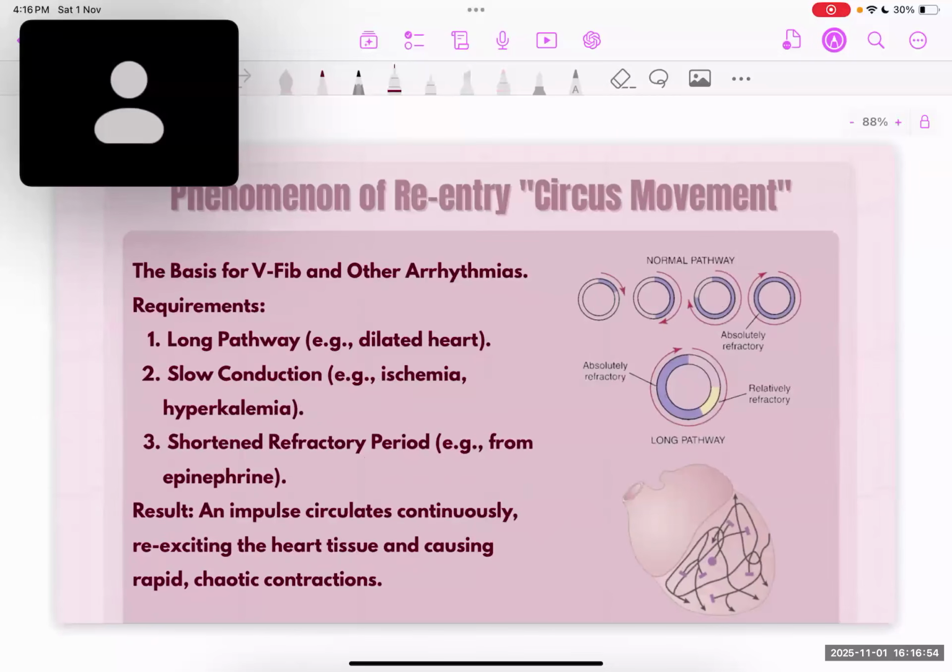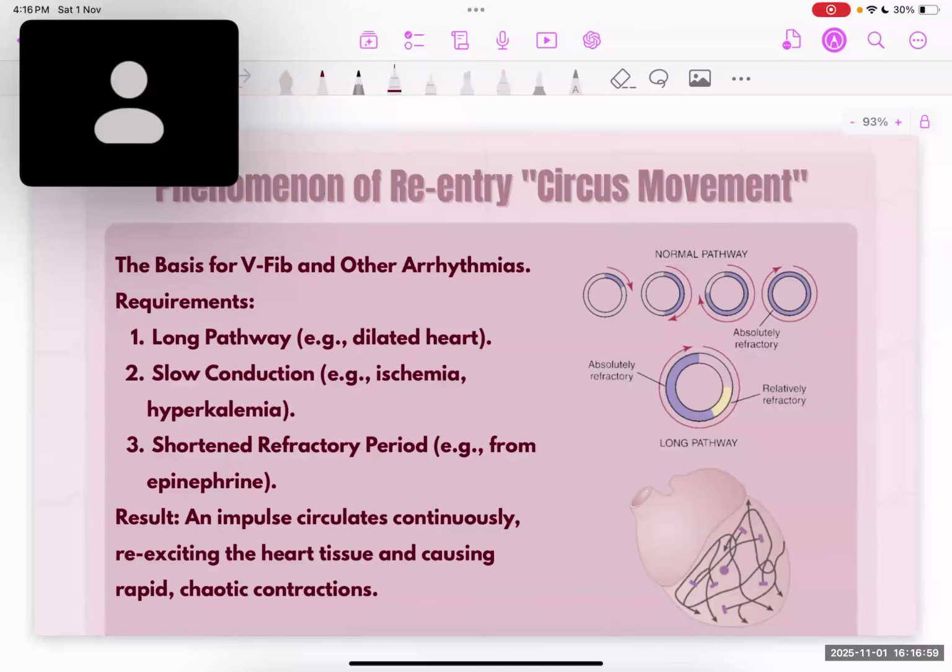Now, we've been mentioning the circus movements. We've been mentioning them a lot. What are they? This is the basis for ventricular fibrillation and a lot of other arrhythmias as well. So what are the requirements? You can have a long pathway, which is when your heart is dilated. So there is more mass, so a longer pathway. A slow conduction, which could be because of ischemia or hypokalemia, or a shorter refractory period, which you can have from drugs like epinephrine. So what happens is that the impulse circulates continuously, re-exciting the heart tissue and causing rapid, chaotic contractions.